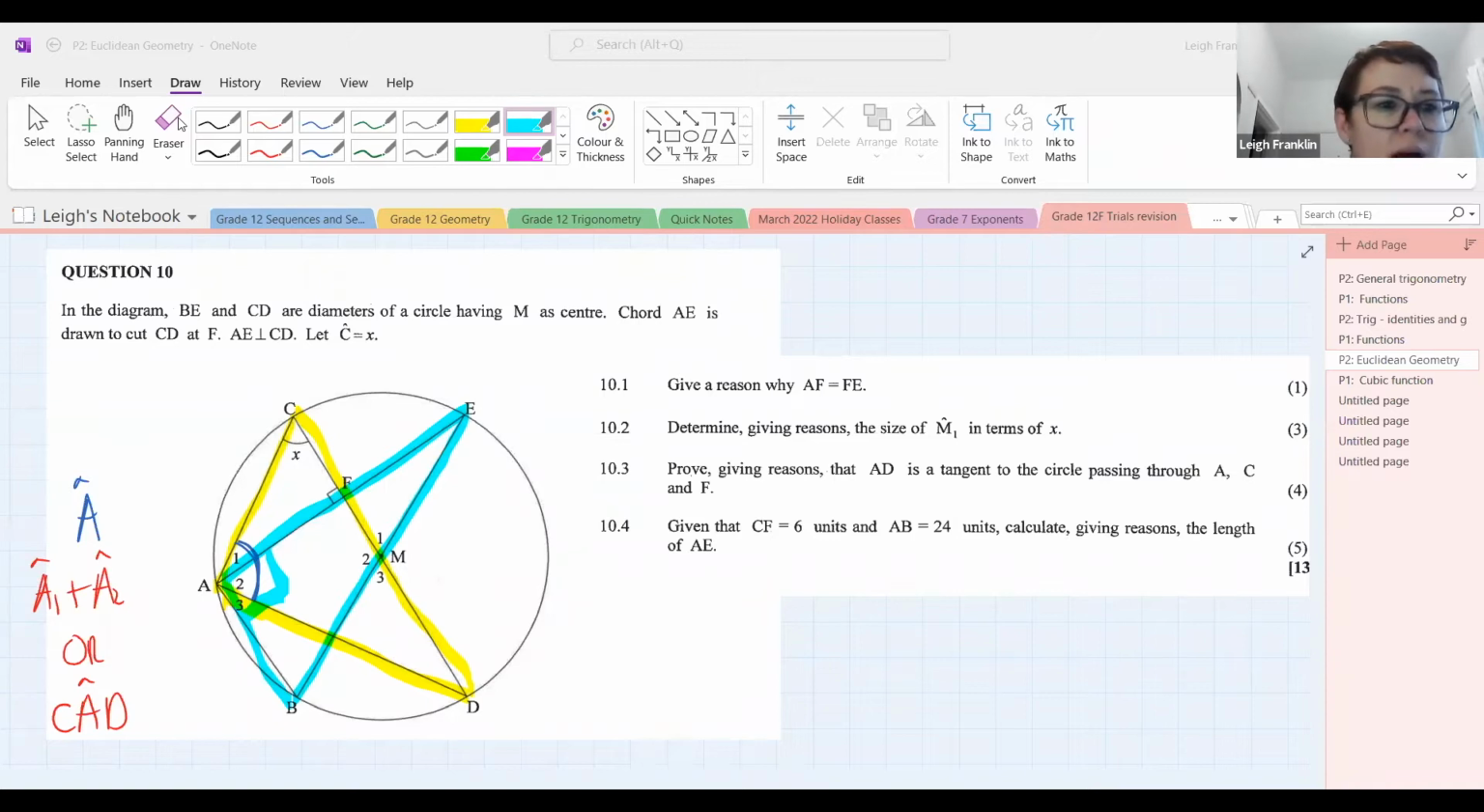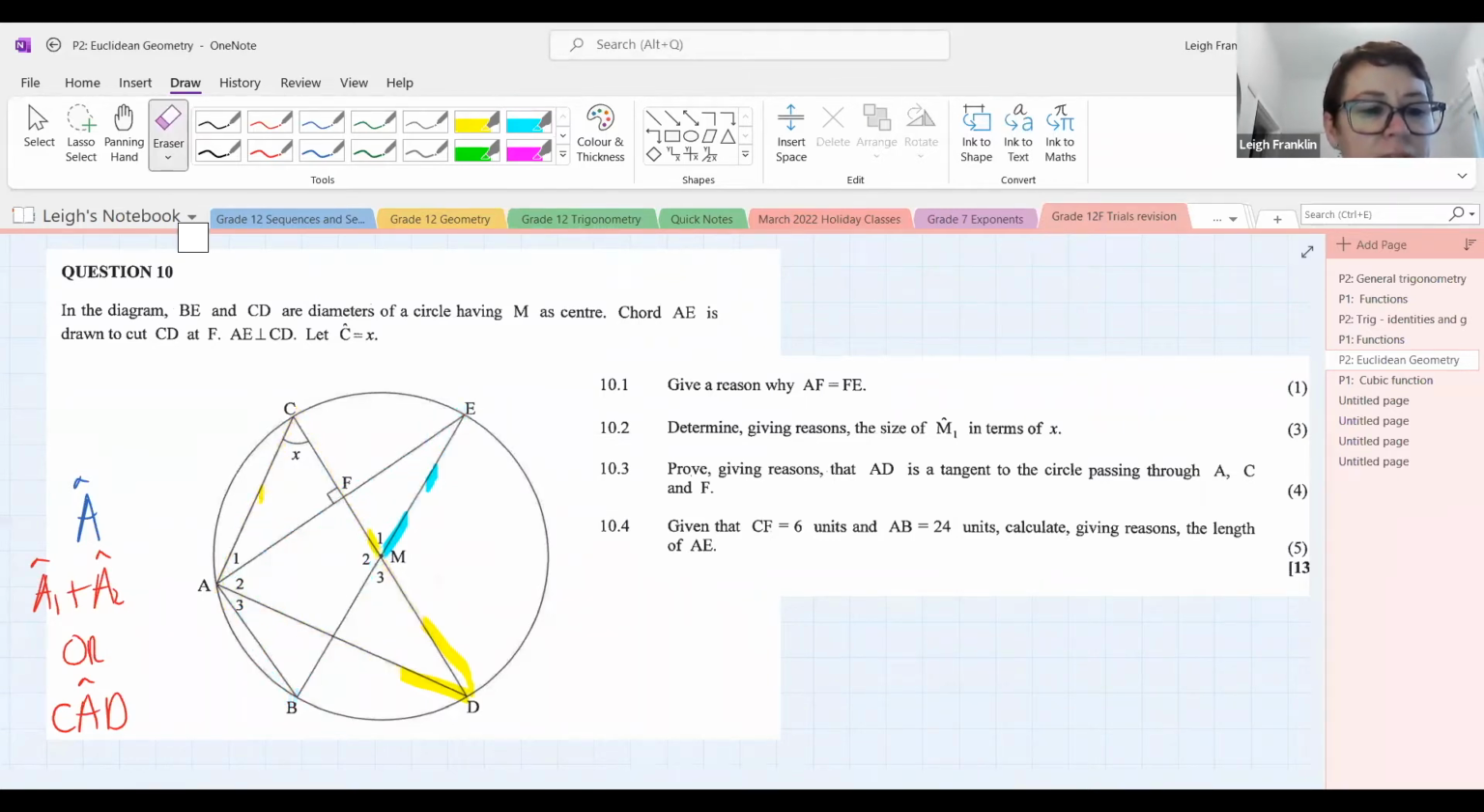So I'm just going to rub out what I've been drawing here, just so that I can highlight AF and FE for you. AF is over here. Here is FE. Why are they equal? Let's see what you guys are saying in the chat. Do they come from the center? They've got to come from the center of their radii, right?